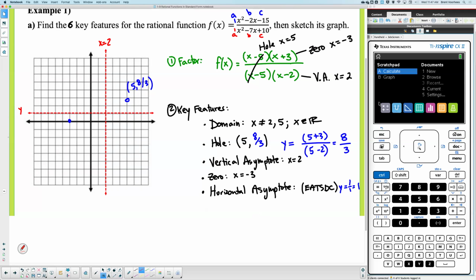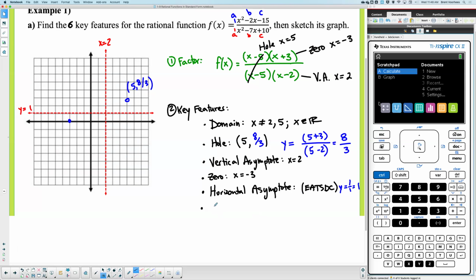Again, the reason why it's y equals is that's the only value that does not change. The y is always a value of 1. It's always 1 up. Our last key feature. It's this leading term divided by this leading term. Leading coefficient divided by leading coefficient. 1 divided by 1. That's how we got it.